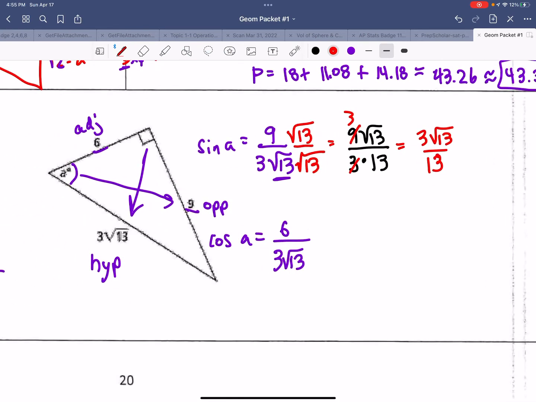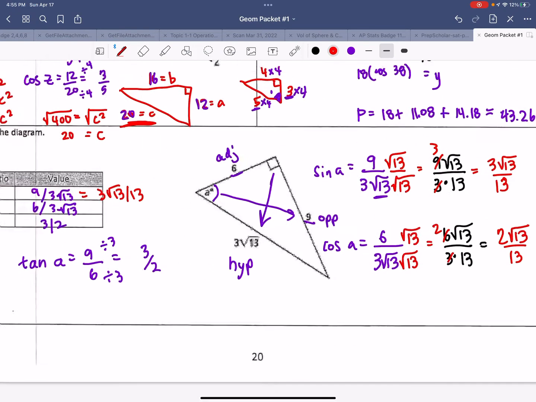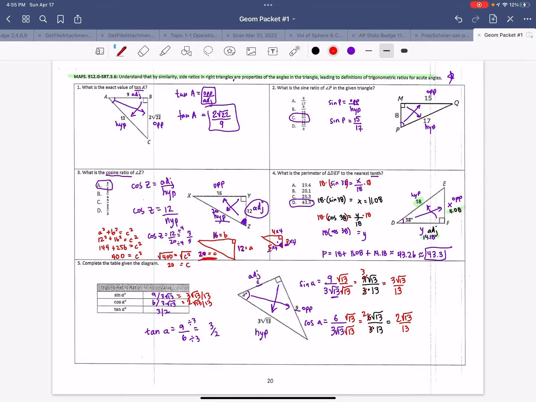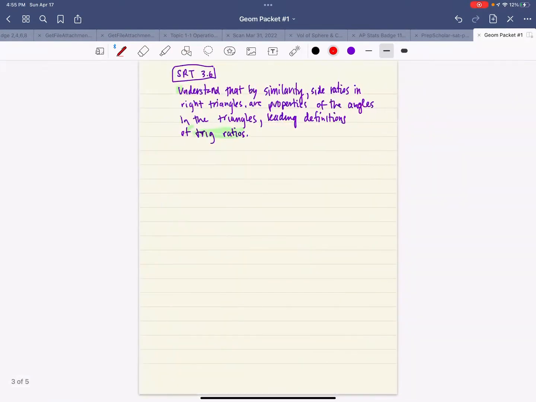Now let's look at this one. So I'm going to multiply by that magical 1. We get 6 times the square root of 13 over 3 times 13, which would cancel, giving us 2 times the square root of 13 over 13. All right, so that definitely helps us understand that the side ratios make the angles. That's the formula.